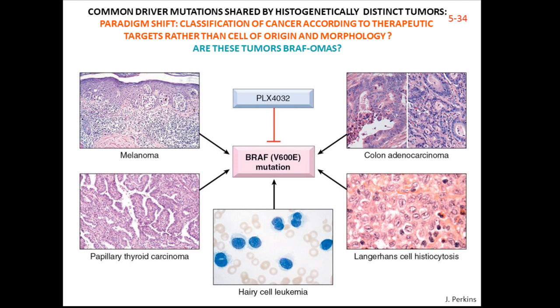Common driver mutations shared by heterogeneously distinct tumors. Paradigm shift: classification of cancer according to therapeutic targets rather than cell of origin. Are these tumors BRAF-formers? I already answered this question. Yes, they are BRAF-formers in one sense, but in cancer, everything is not that simple. Not all of them can be treated with BRAF inhibitors, but there are other therapies being developed for that.